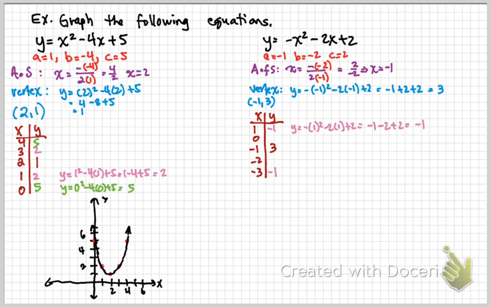And then I'm going to put in 0, so I get y equals the negative of 0 squared minus 2 times 0 plus 2, so the first 2 cancel out, and I get a 2, okay? Then I'm going to go ahead and graph this.